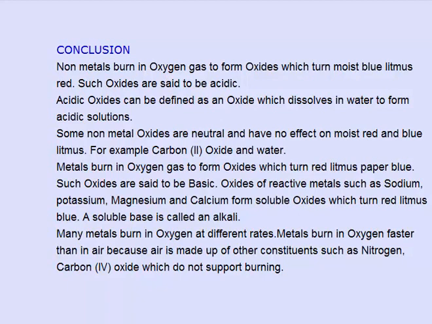Metals burn in oxygen gas to form oxides which turn red litmus paper blue. Such oxides are said to be basic. Oxides of reactive metals such as sodium, potassium, magnesium, and calcium form soluble oxides which turn red litmus blue. A soluble base is called an alkali.